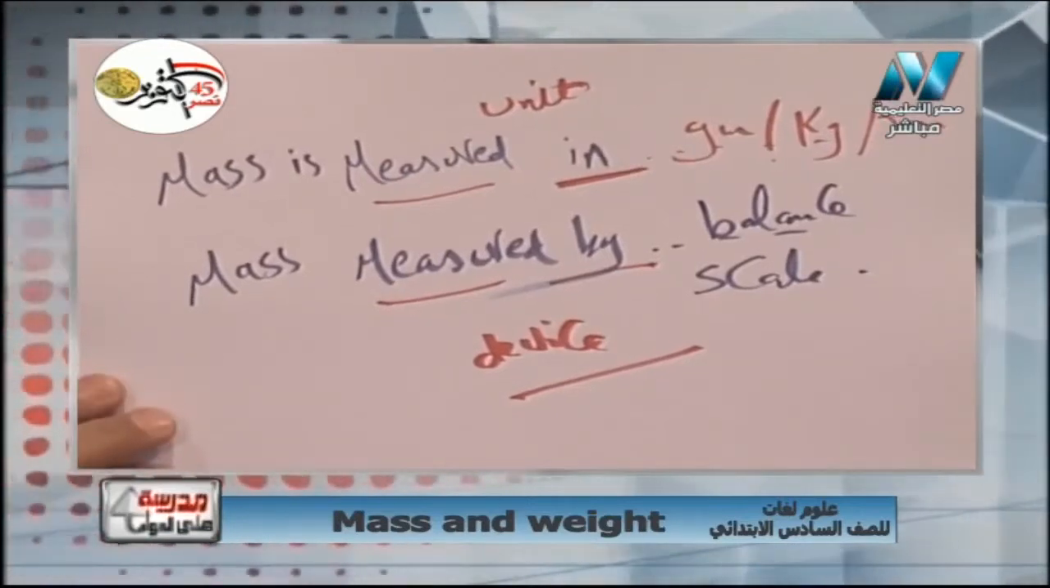So now again, we have stated the definition of mass and weight. Also we have stated the measuring unit, and at last we have stated the measuring device. So now how can we make a comparison in more details between mass and weight?